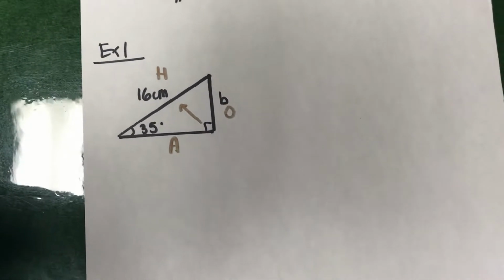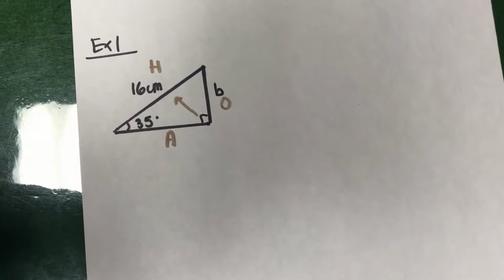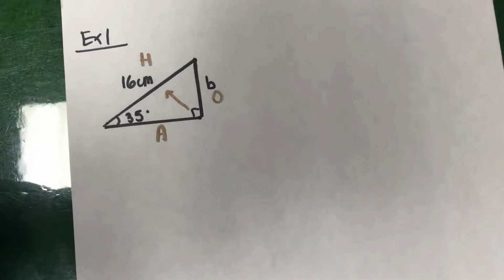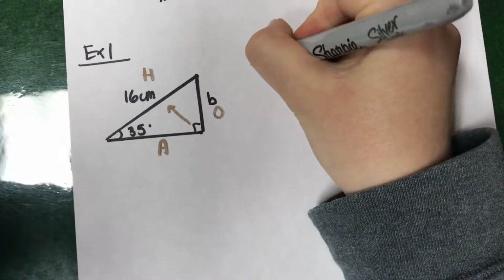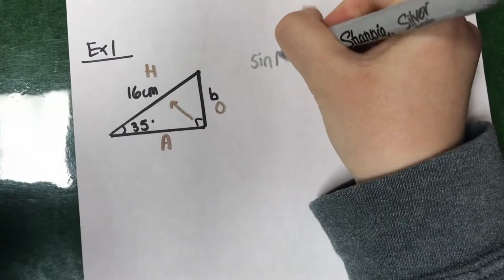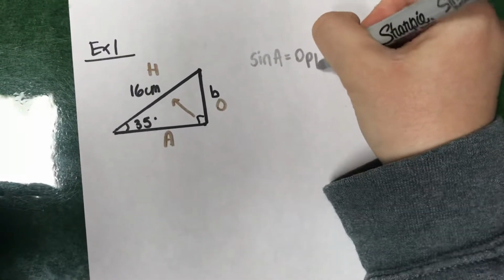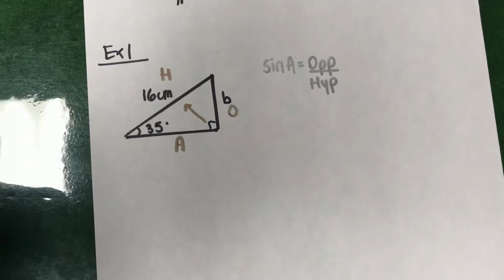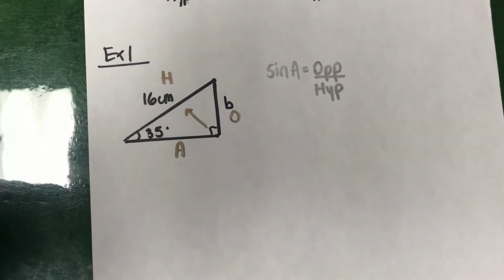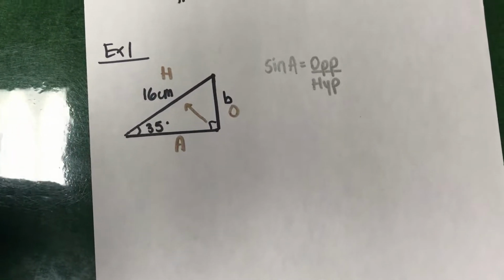So I'm going to write it out. So step 3 was determine which formula to use. And step 4 was to write it out. So sine of A is equal to opposite over hypotenuse. Step 5 is to substitute the known values into the formula.